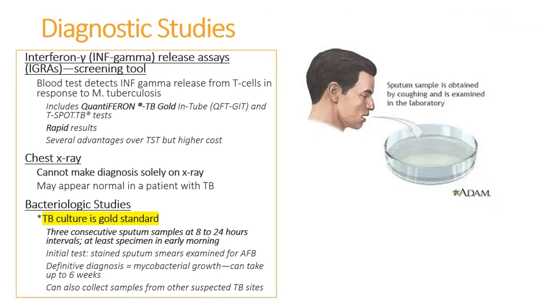Additional diagnostics: you can get either a PPD 2-step or you can get the QuantiFERON-Gold blood test. So the QuantiFERON-Gold is basically just measuring your immune response to the tuberculosis bacteria. And it's just seeing if your cells are responsive to the TB antigen.